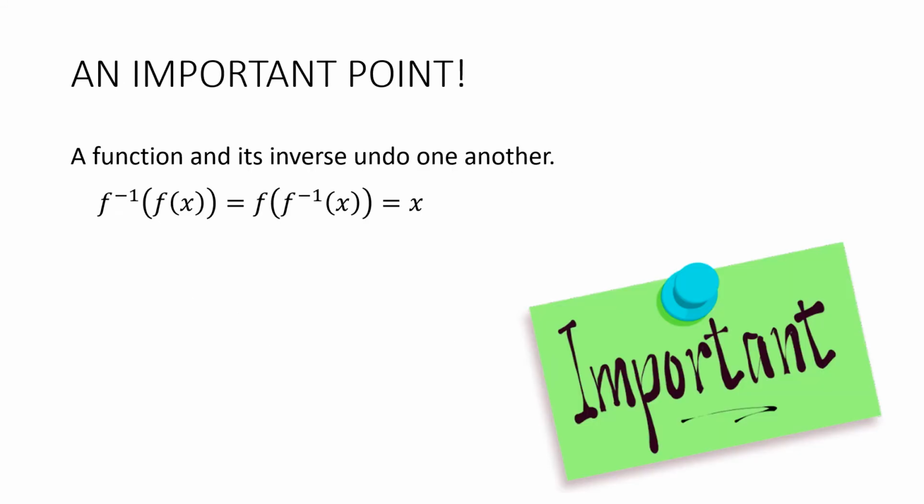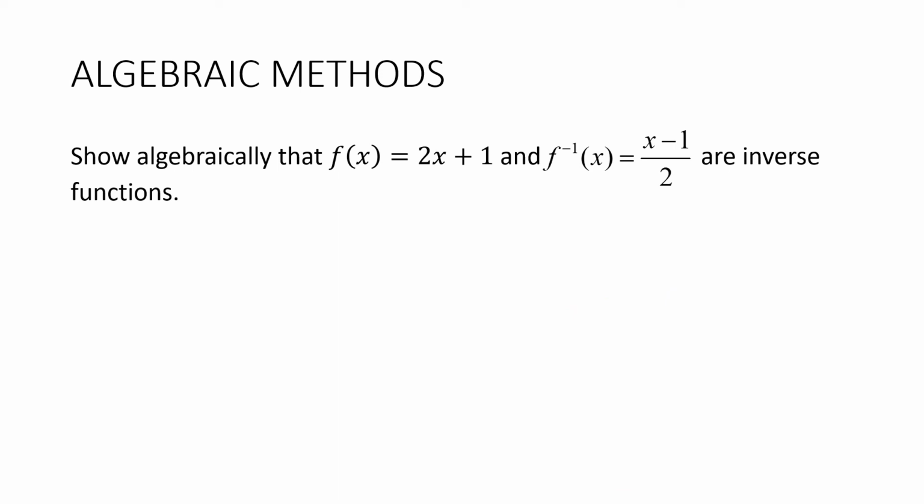So here's an important point. A function and its inverse undo one another. So we could have f to the negative 1 of f of x will equal f of f to the negative 1 of x will equal x. So this is another way to prove that two functions are inverses. Show algebraically that f of x equals 2x plus 1 and f to the negative 1 of x equals x minus 1 all over 2 are inverse functions.